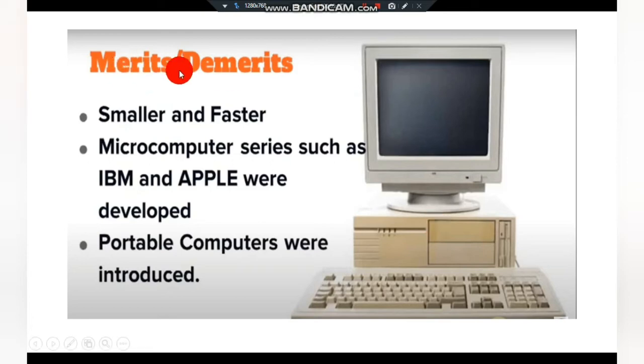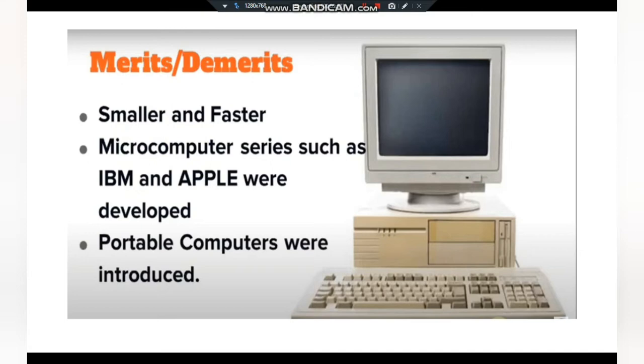Now you can see the merits and demerits of the fourth generation. The computers become smaller and faster. Microcomputer series such as IBM and Apple were developed. As I already told, the main reason for inventing the microcomputer is that it can produce a smaller computer as well as give a minimum cost computer.